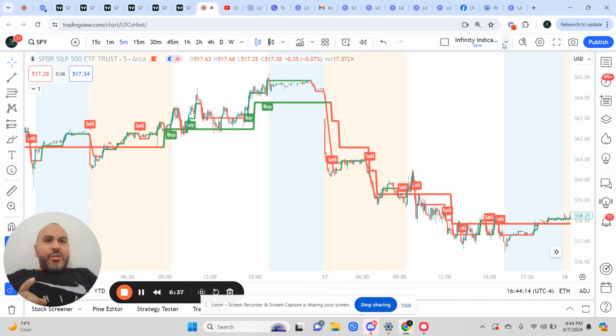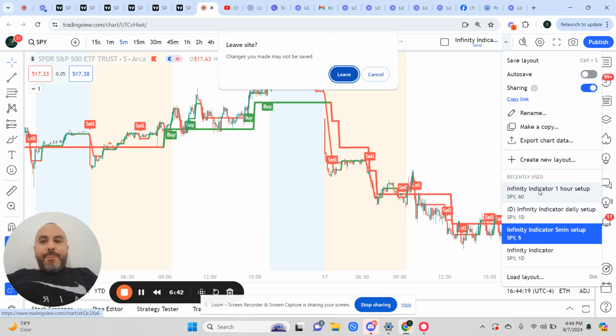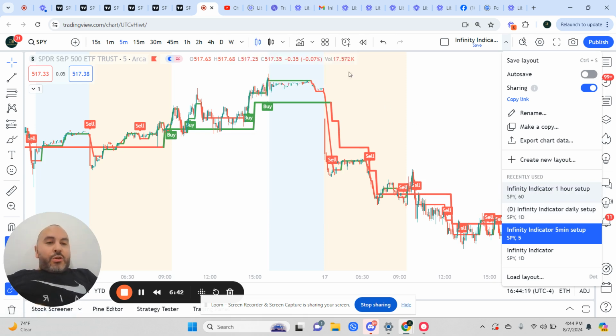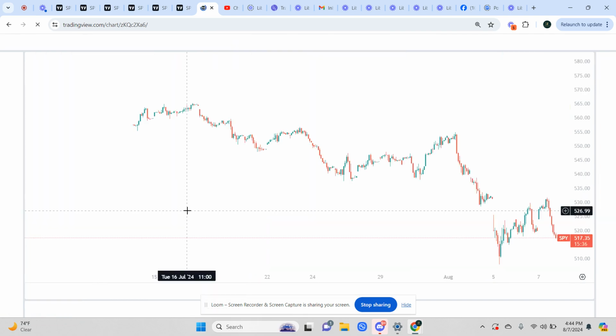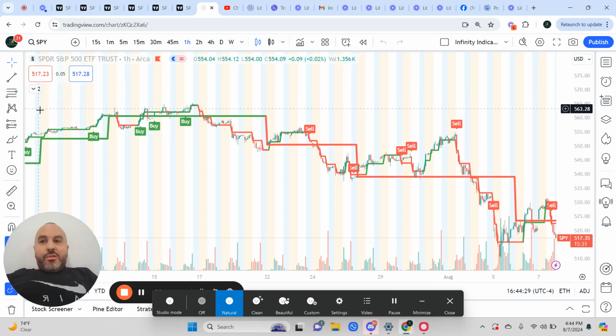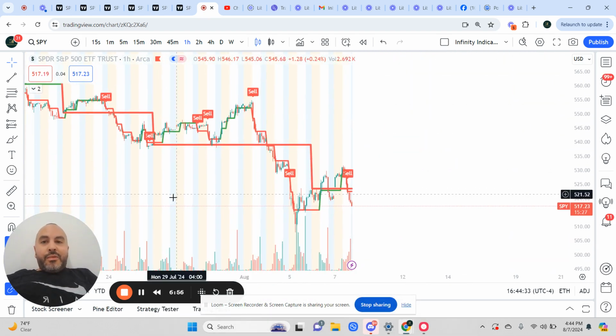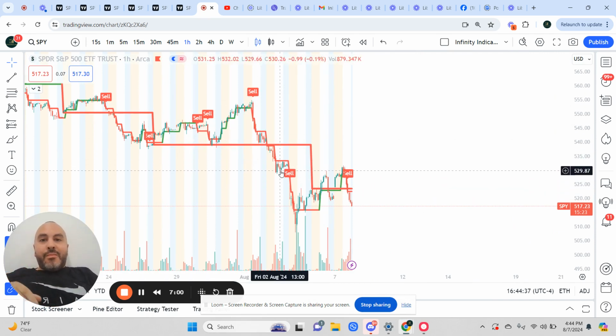So let's go into the swing trading side of it and see how that does. I have my three setups saved here. So let's go to the swing trade setup. The swing trade setup is literally exactly the same thing. It's coded the same way. It's just a different time frame.